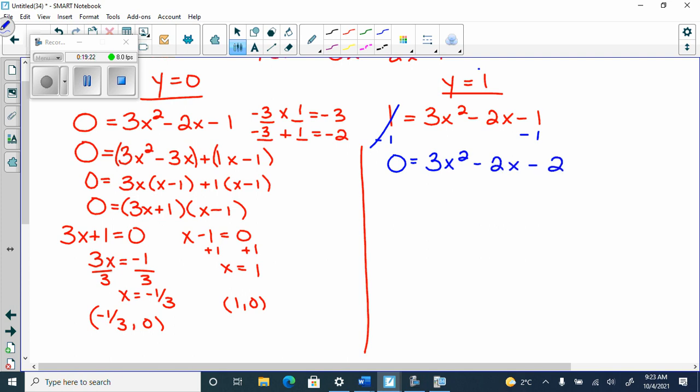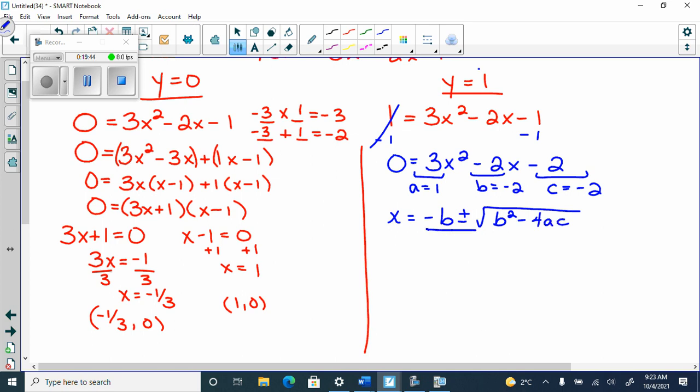And there's nothing that multiplies to me negative 6 and adds to me negative 2. So I can't factor it. So then I have to go to my quadratic formula. a equals 3, b equals negative 2, c equals negative 2. x equals negative b plus or minus the square root of b squared minus 4ac, all over 2a.